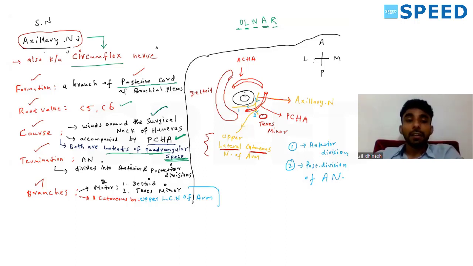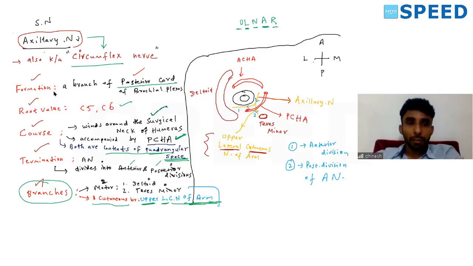And this axillary nerve will be dividing into 2 divisions, anterior and posterior divisions. And you know the branches of the axillary nerve, isn't it? The axillary nerve gives 2 muscular or motor branches to supply the deltoid muscle and the teres minor muscle, and it also gives one cutaneous branch to supply the skin of the upper lateral side of the arm. That cutaneous branch of the axillary nerve is called the upper lateral cutaneous nerve of arm. Fine.